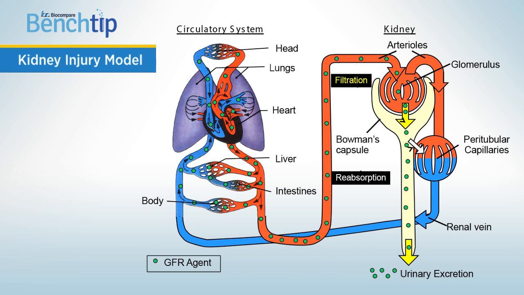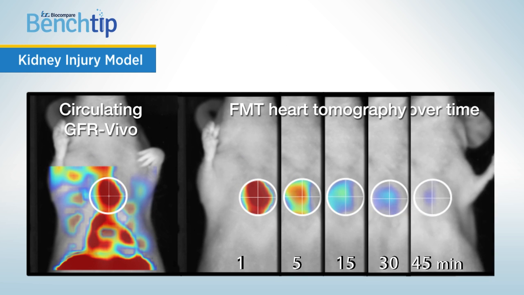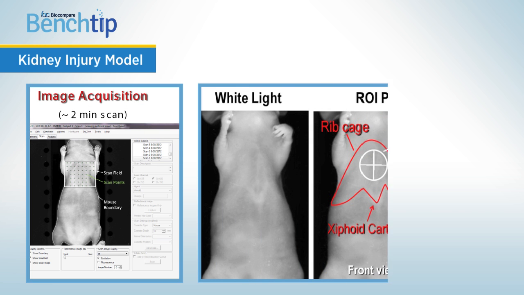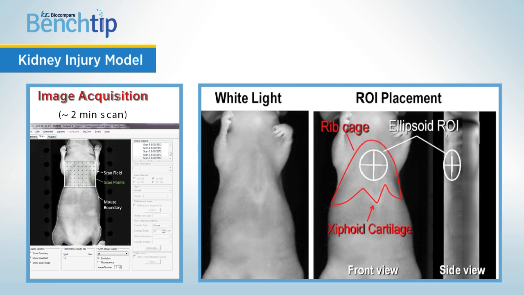Here, glomerular filtration rate, or GFR, is a measure of the ability of kidneys to filter waste products from the blood, and it can be significantly affected by drugs that have toxic effects on the kidney. A fluorescently labeled agent that measures GFR is cleared through the kidneys, and its kinetic blood levels can be measured in the blood circulating through the heart by fluorescence molecular tomography, or FMT. It is a simple procedure that requires imaging the upper chest of each mouse for 2 minutes to assess fluorescence changes in the heart over time.